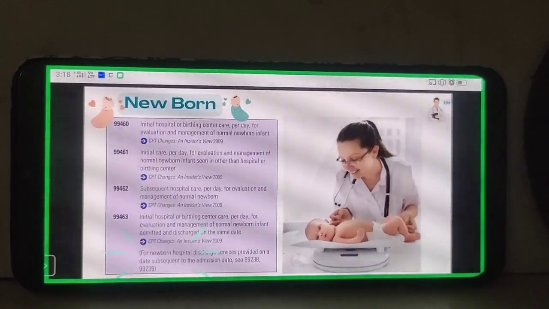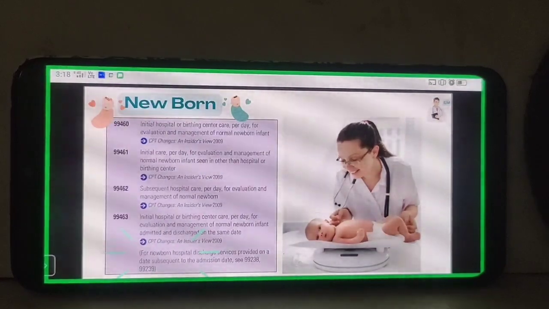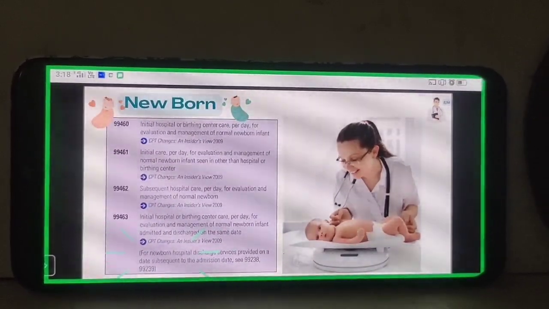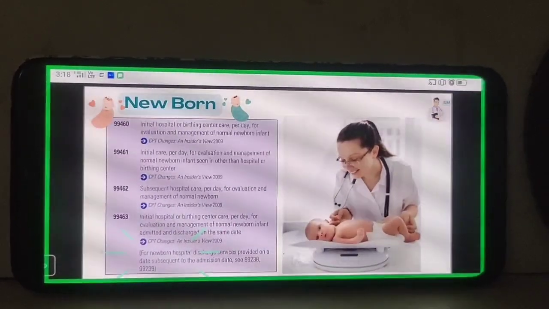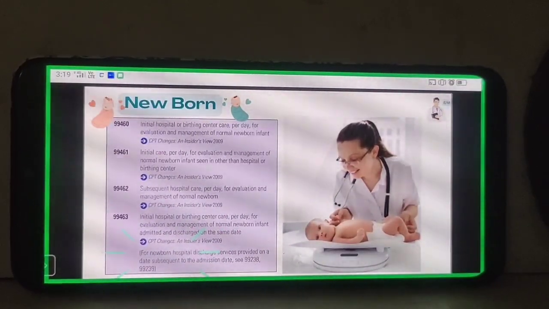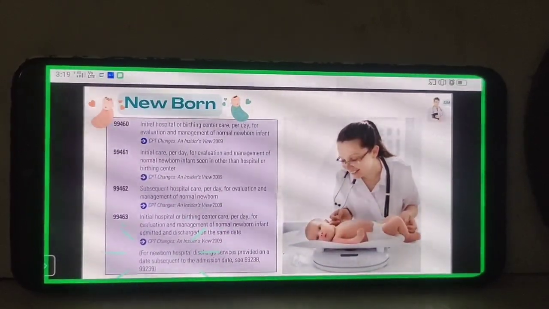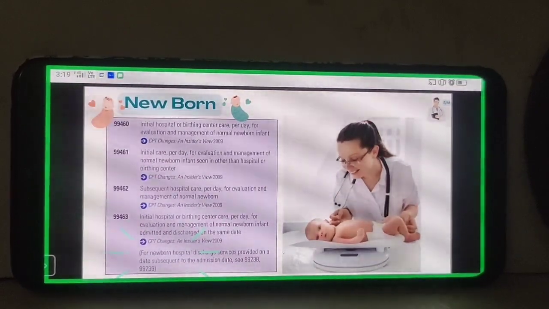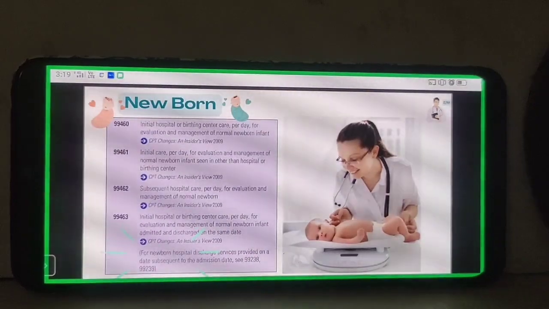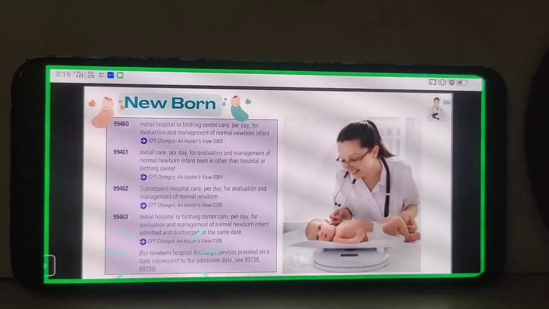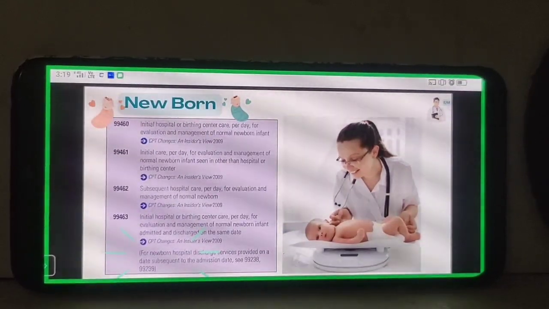If a newborn is admitted into the hospital or birthing center, on the day of admission, go for 99460. And for the subsequent days, go for 99462. From the second day, third day, for the subsequent days, 99462.